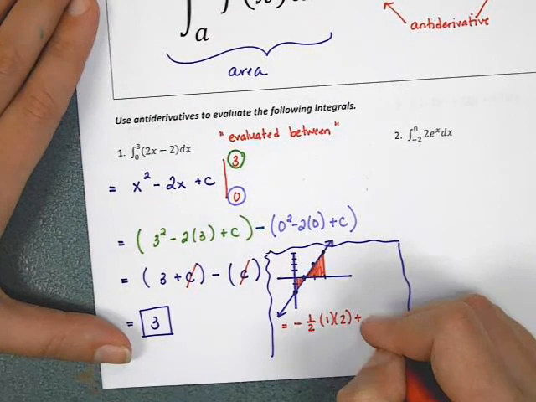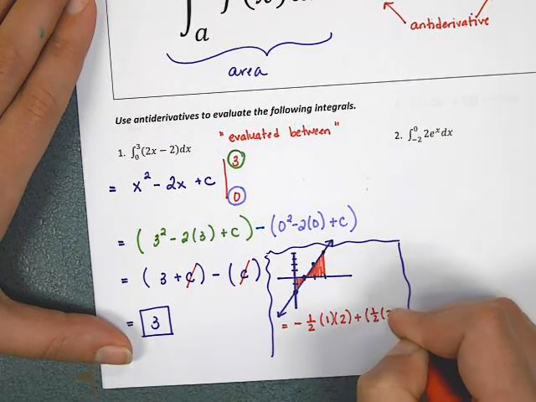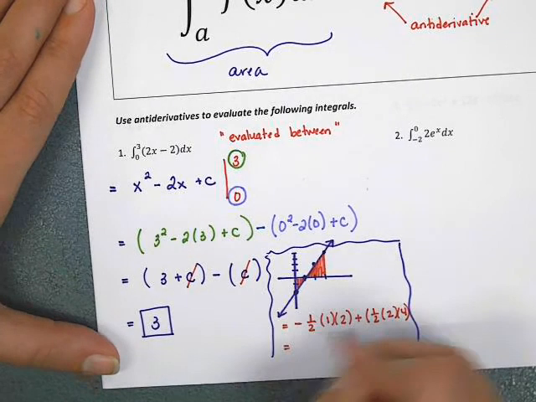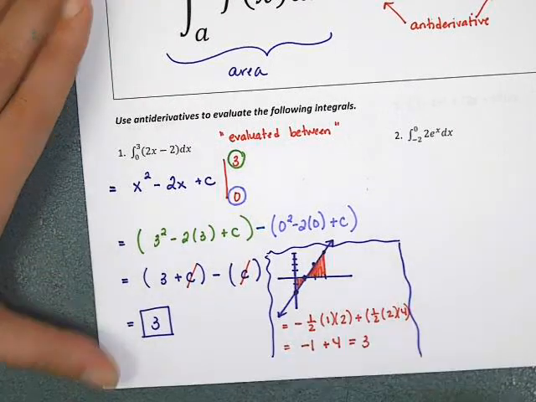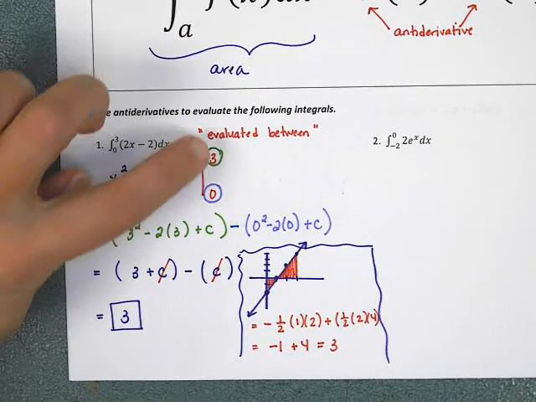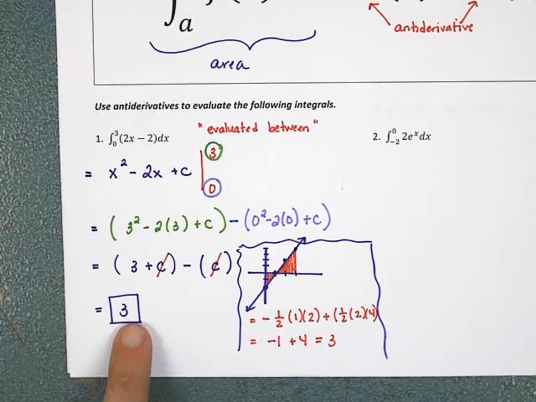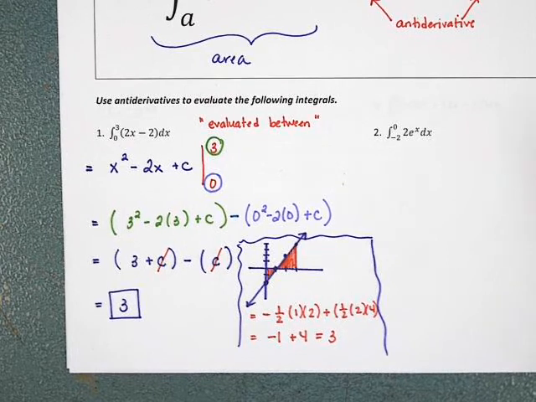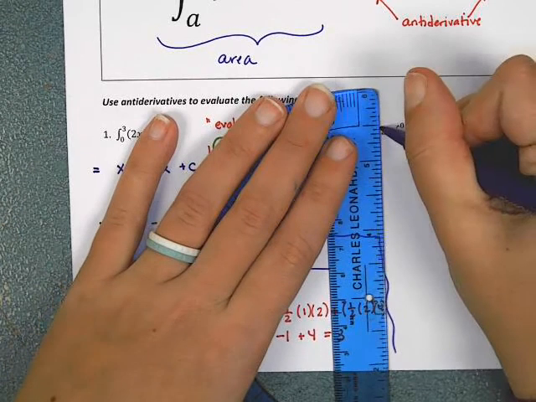Plus, now the next triangle is above. So 1/2, base is 2, height is 4. This is going to end up simplifying to -1 plus 4, which is 3. So figuring out the antiderivative, plugging in the 3 and then subtracting and plugging in the 0 gave me the same area that I could get geometrically. And the nice thing is that it's also going to work for graphs that we cannot figure out geometrically.